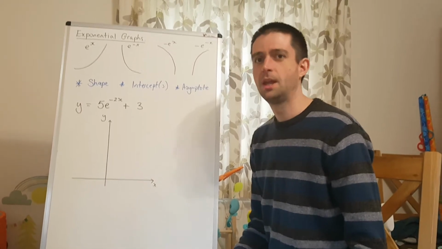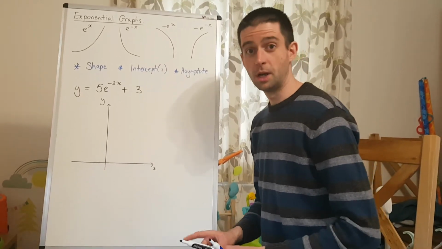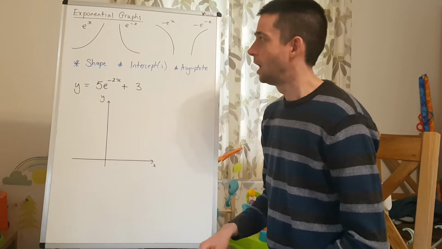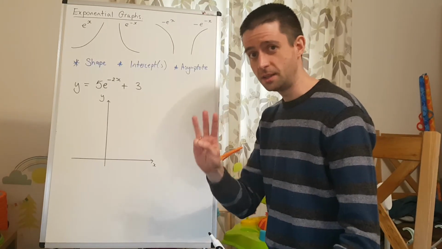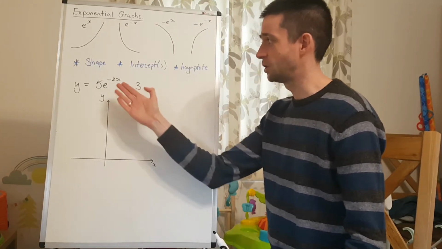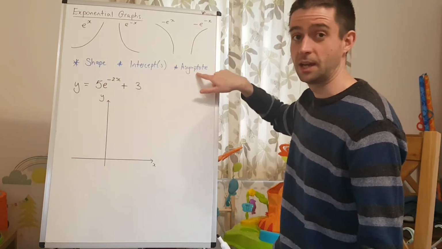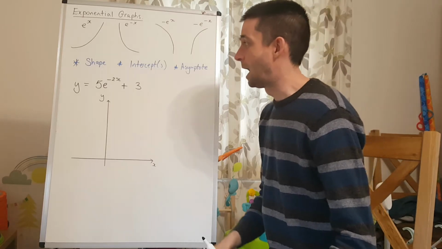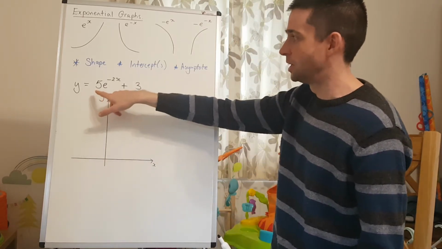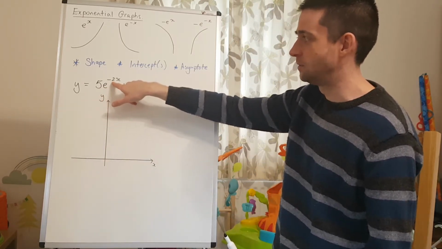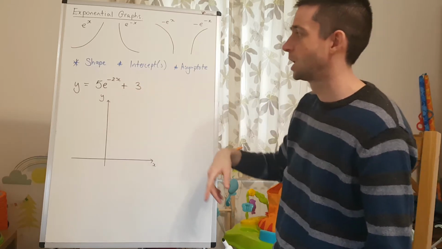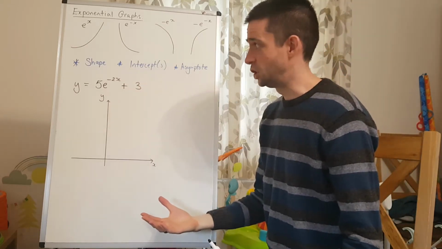This is part 3 of the lesson on sketching exponential graphs, and this is the second example that we're going to look at. You'll recall in part 2 of the lesson, we identified that the three key things you've got to work out for sketching one of these graphs are its shape, intercept, and asymptote. The one that we're going to look at now is y equals 5e to the power of negative 2x plus 3. So first of all, let's identify the shape.